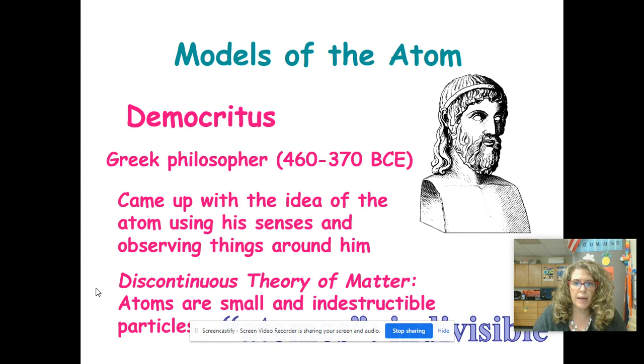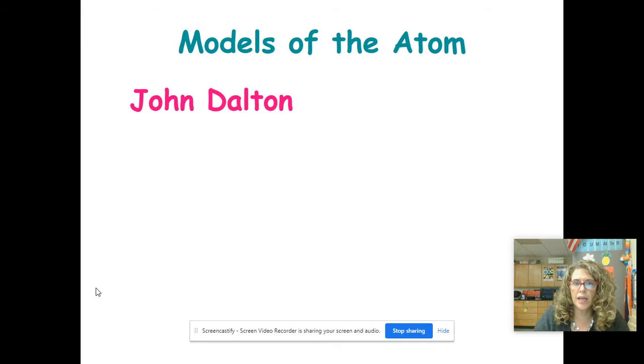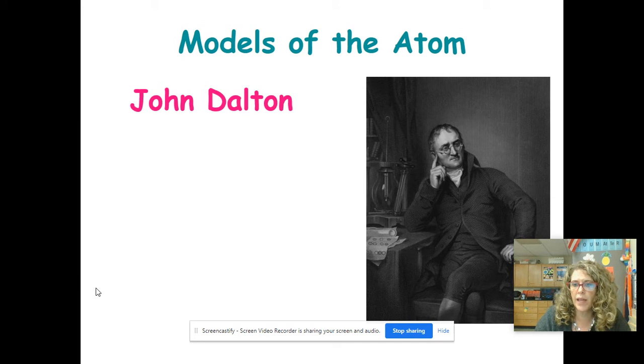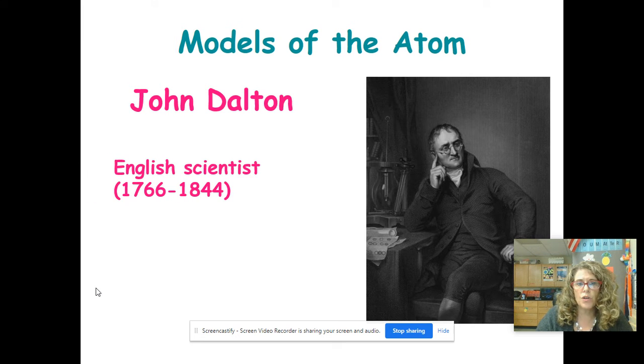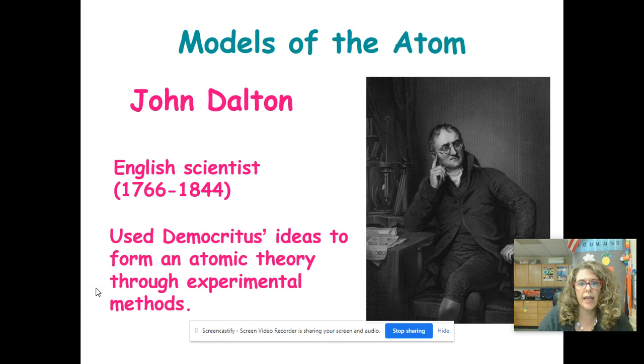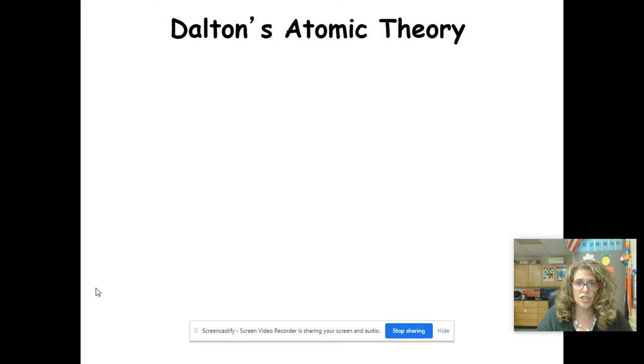So after some time, we have now moved on, and now we have a new model of the atom presented by a chemist named John Dalton. Dalton was an English scientist, and he used Democritus' ideas to form an atomic theory through experimental methods. So beyond just the philosophers who experimented through thoughts and logic and reasoning, we have actual physical experimentation done.